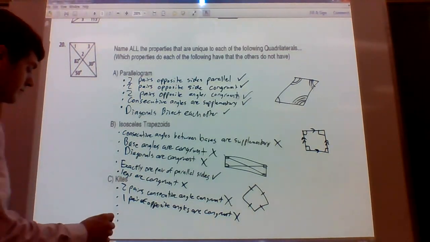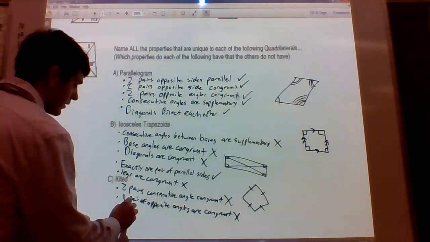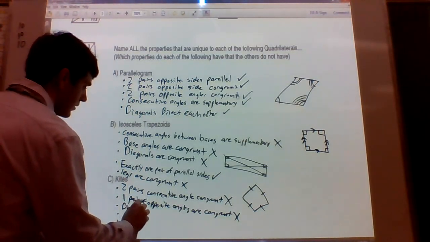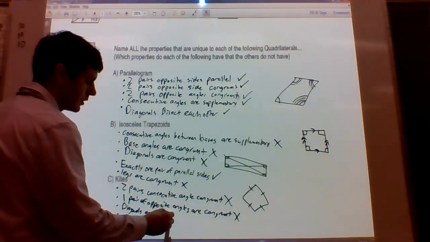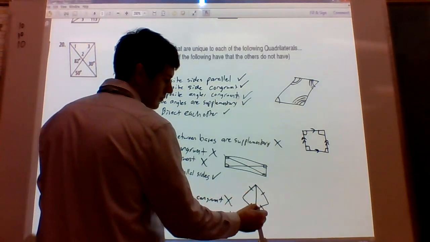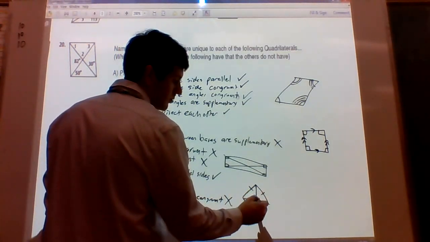Diagonals are perpendicular. This one's definitely a no, because we know in rhombuses, the diagonals are perpendicular.